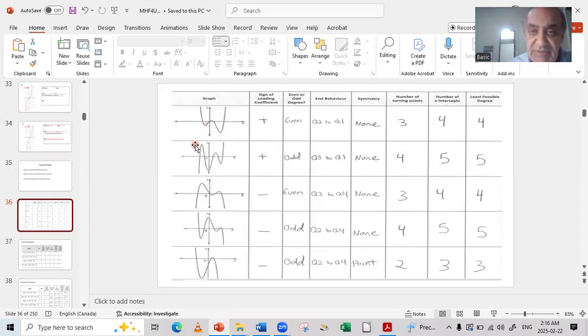Okay, number of intercepts. How many intercepts I have here is the number of the degree itself. The number of the degree is the number of intercepts. If you look here, you will find the number of intercepts, or the least possible degree. The intercepts equal the degree. Always like this.